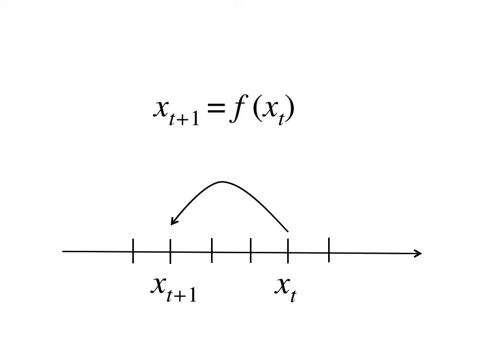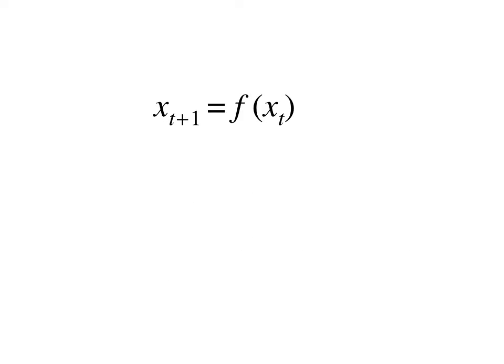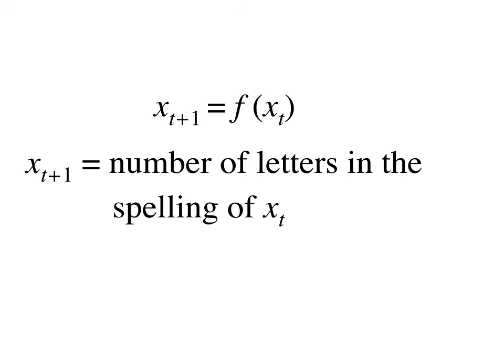So if you start at x_t, the iterated map could send you to x_t minus 20, or really anywhere in the number line. Let's talk about one particular iterated map, which is the number of letters in the spelling of x_t.